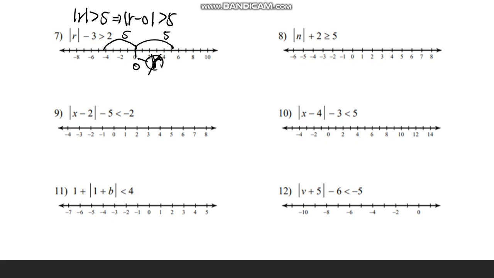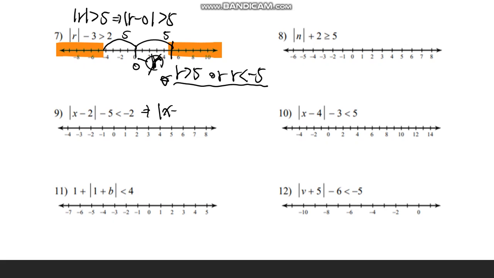So r should be outside. r should be here and here, okay? Then r is greater than 5 or r is less than negative 5. So this is the final answer. So number 9, then absolute value of x minus 2 is less than or equal to 3, right?